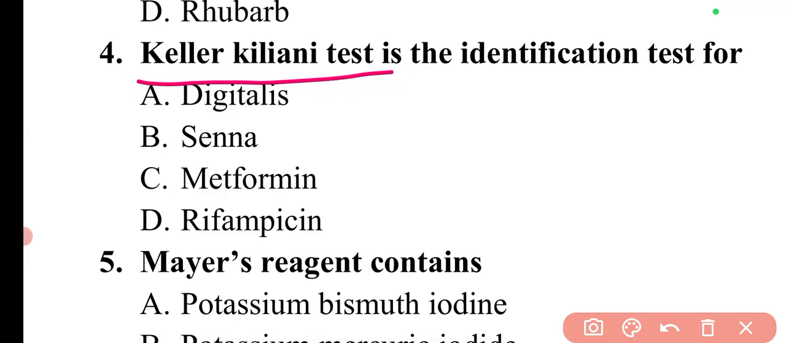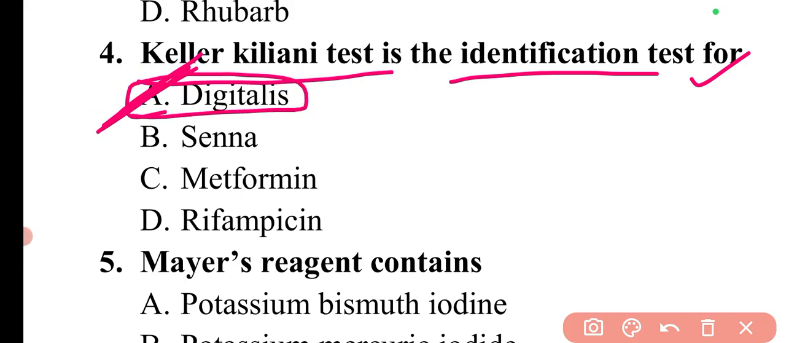Next question is Keller-Killiani test is the identification test for. So Keller-Killiani test, it is the identification test for digitalis. So here option A is correct.